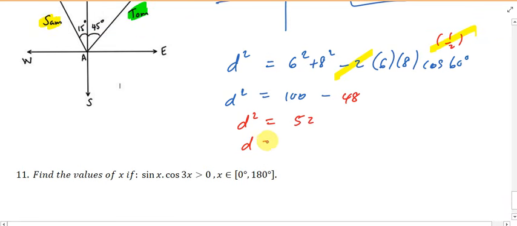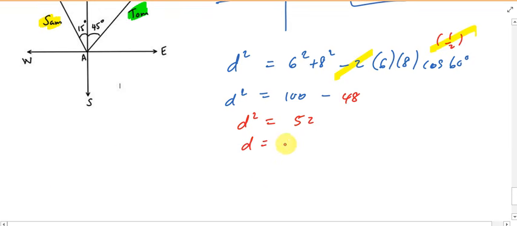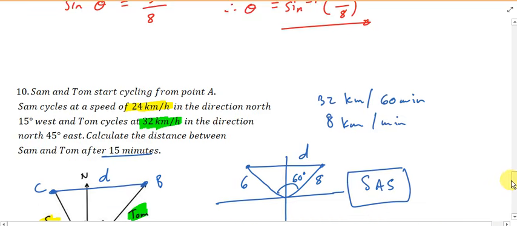And then d, since d is positive, we can leave out the plus and the minus, right? So 52 is basically 4 times 13, so d will be the square root of 4 times 13, which is 2 root 13. That's the correct answer, and you should be able to select this from your multiple choice, right.